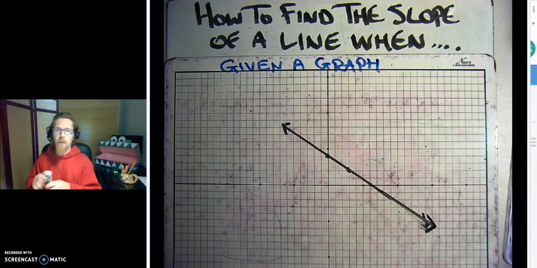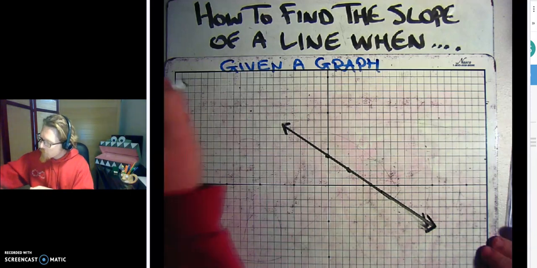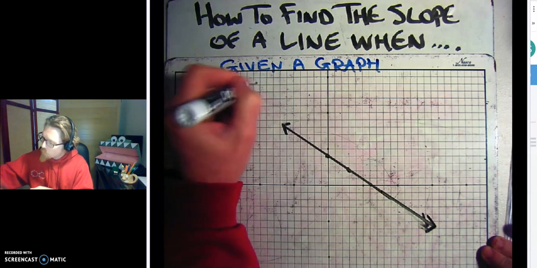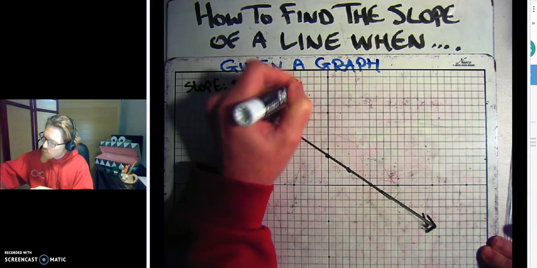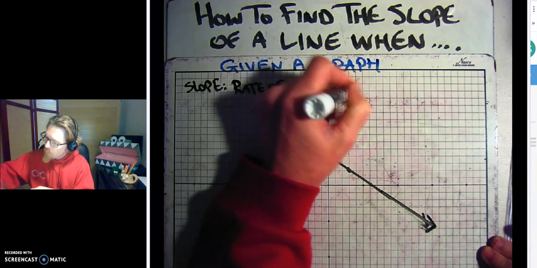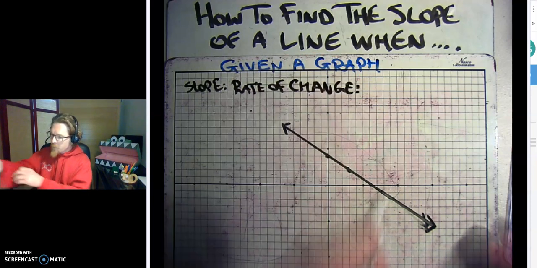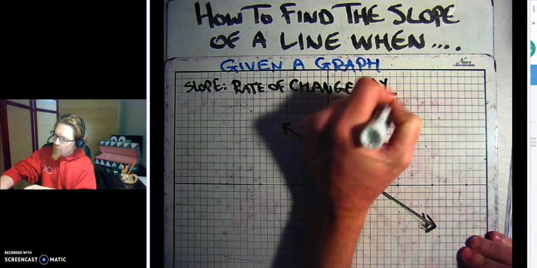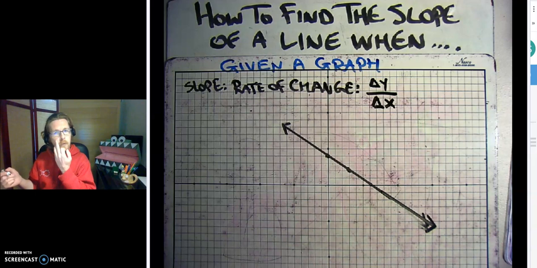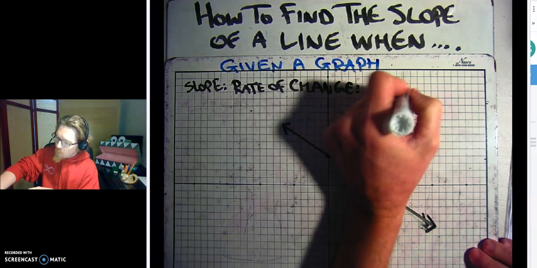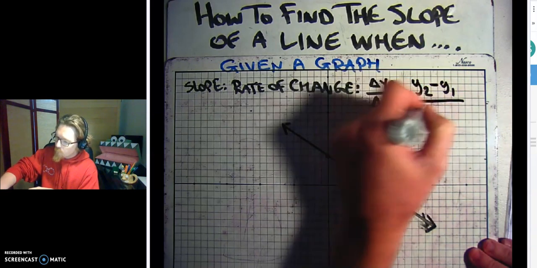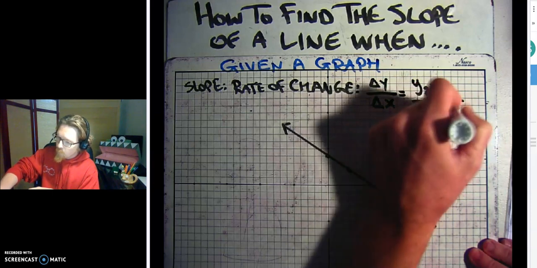Now just to remind us, we know that slope is the rate of change. Now we have a formula for it. We say that it's the rate of change in the y values over the change in the x values. We use the triangle to represent the word change. Now to find the change, we can subtract the two y values and subtract the two x values.